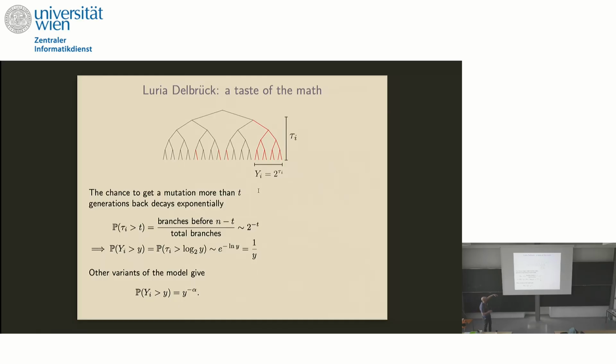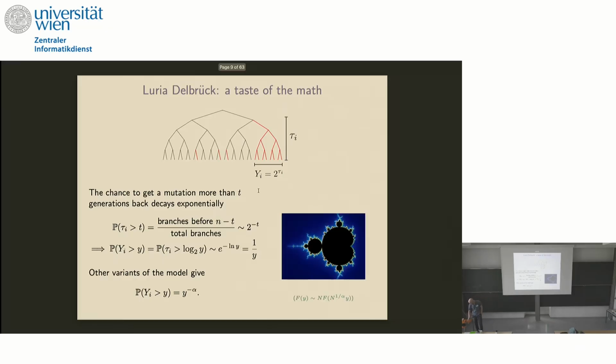And if you had done this with a more complicated tree, where it wasn't synchronous and the fitnesses were different, you could get a different type of power law for that distribution. And this power law was probably why Mandelbrot was interested in this. If you know Mandelbrot's name, and you don't know about Luria-Delbrück, or you're not into financial mathematics, you may think of one of these pictures.